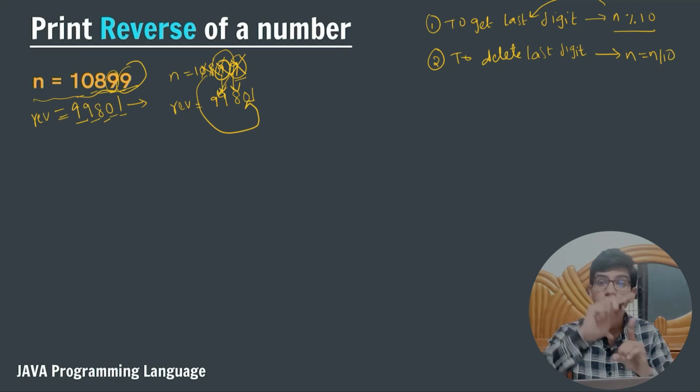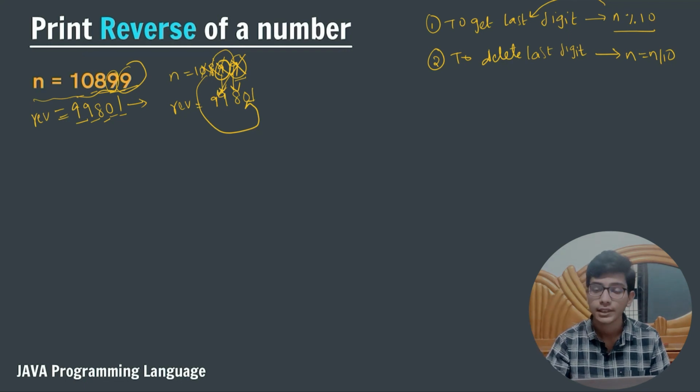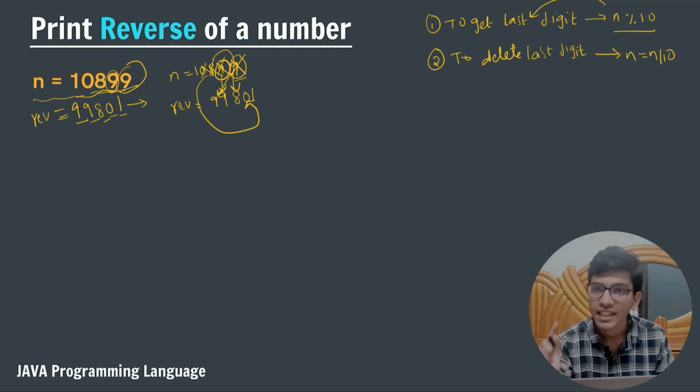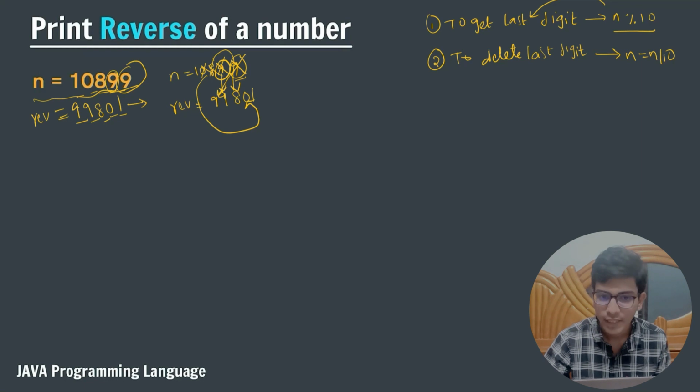So to get the last digit, we'll modulo it with 10, and to remove the last digit of a particular number, we'll divide it by 10. Remember, these are the two things we have to understand for doing this question. So the pseudocode will be here.